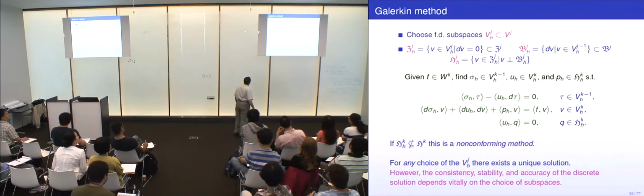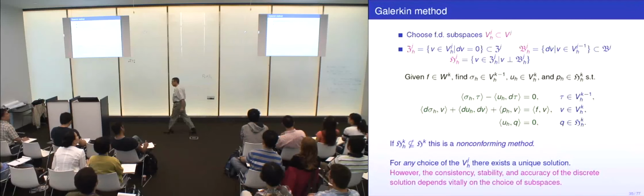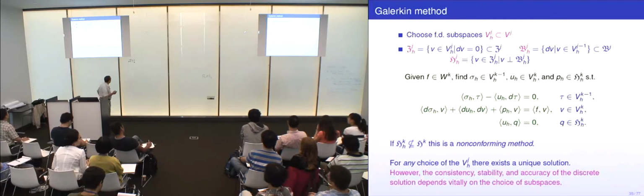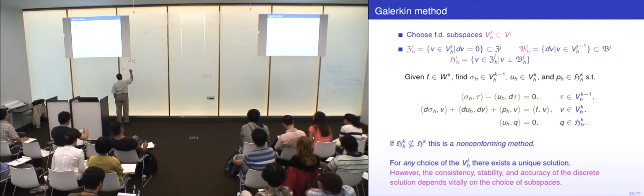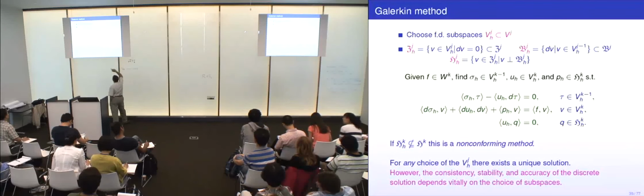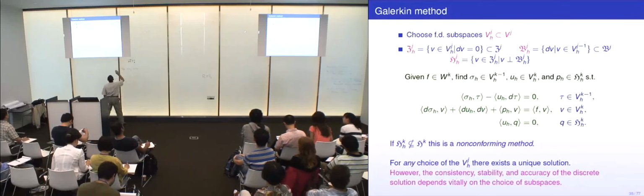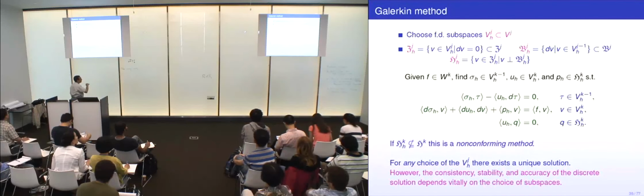One thing we don't have to worry about is whether there exists a unique solution to this problem. There's always a unique solution to that problem, no matter how you choose the subspaces. And let's prove that. You just take the obvious choice of subspaces, of test functions. You take tau is equal to sigma H and V is equal to UH, and you plug in there. And I'm assuming F is 0, and I want to show that sigma H and UH and PH are 0.